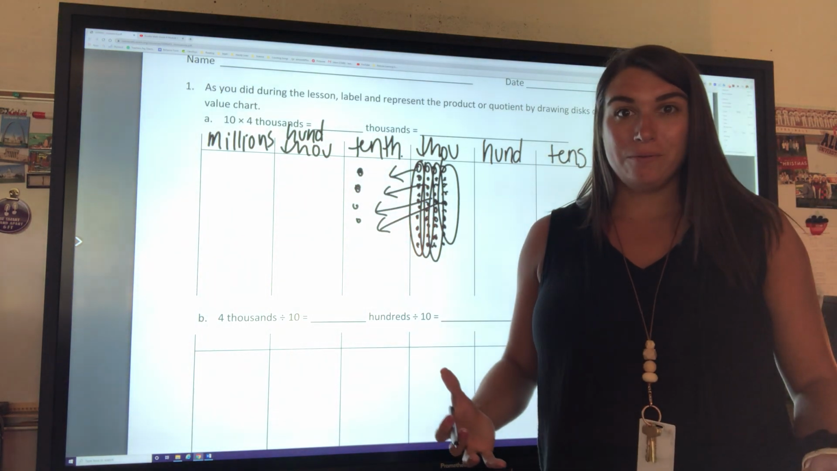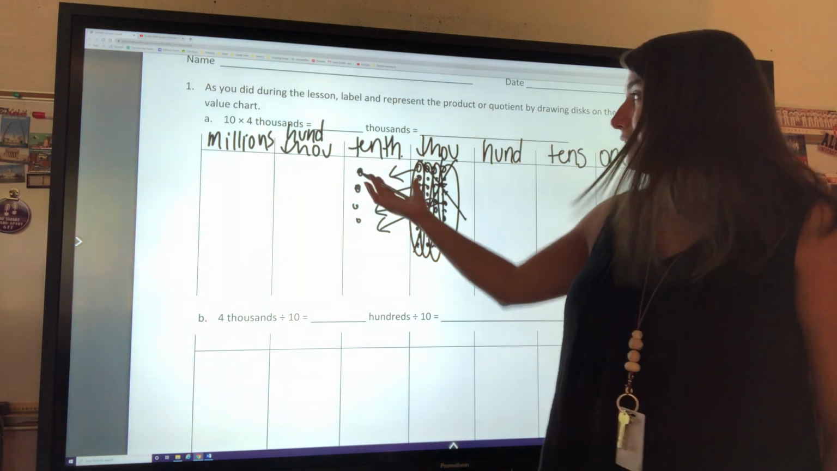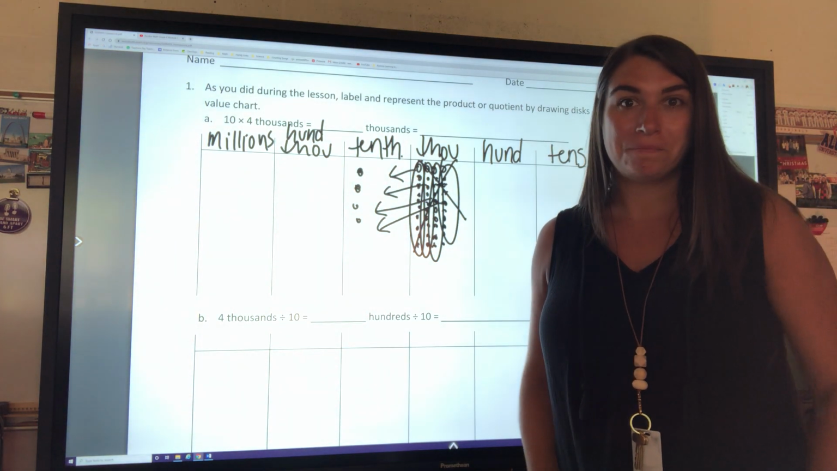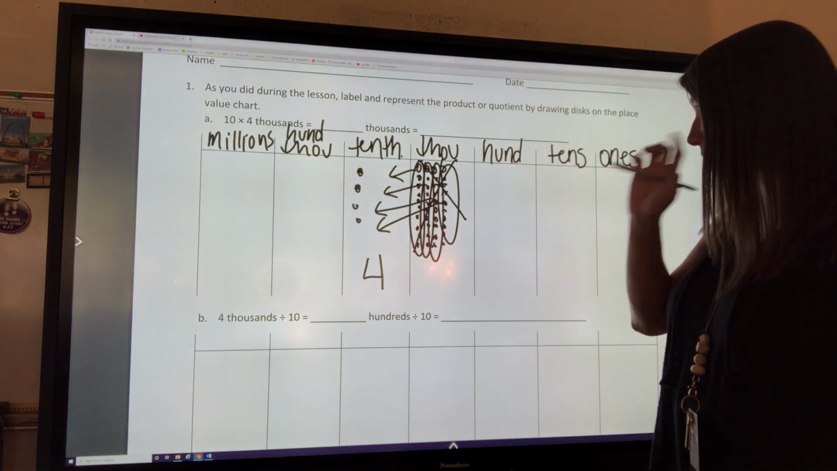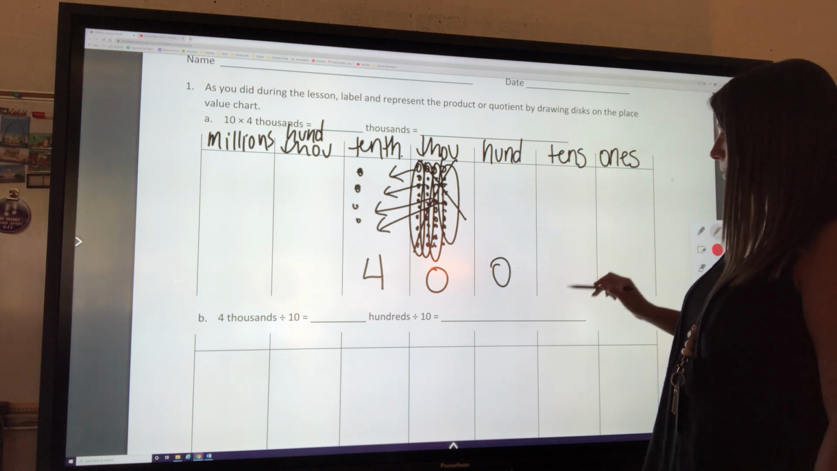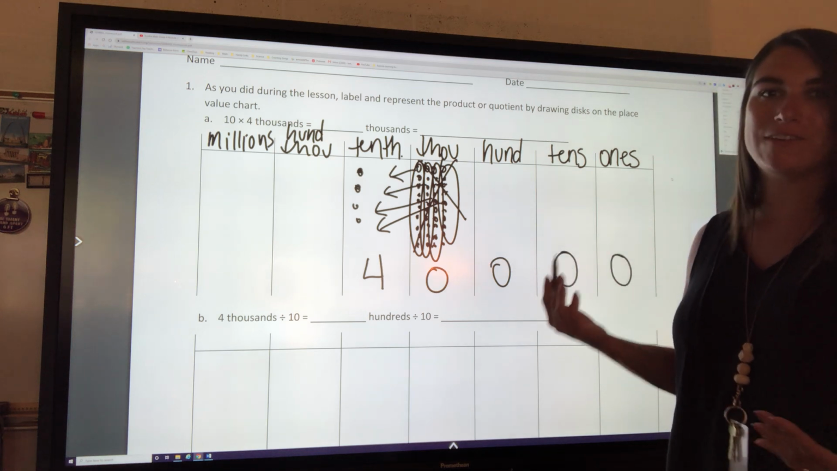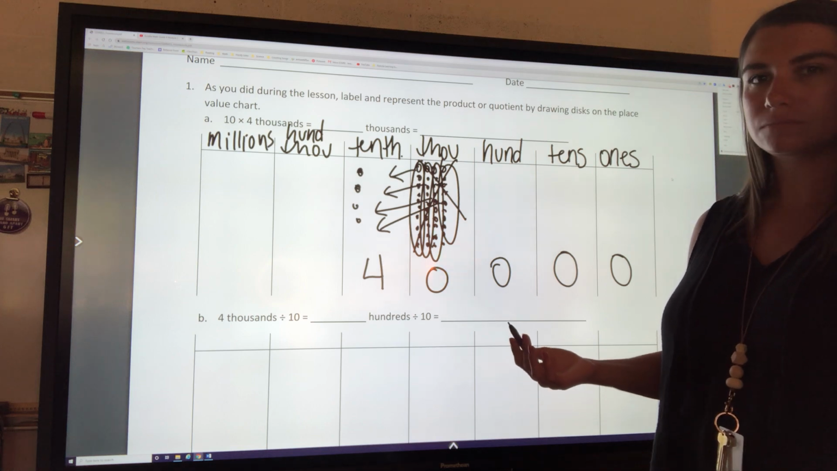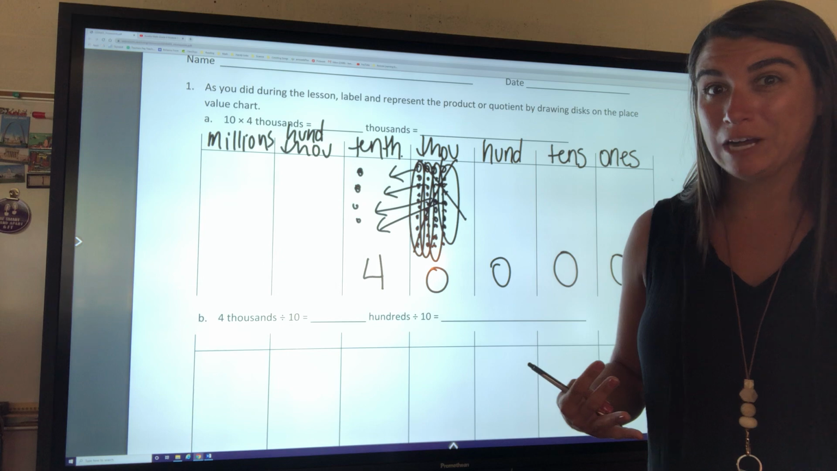Now I don't have any left in my thousands place, but how many 10,000s do I have? 4, right? So I'm gonna write a 4 down here. And then I'm gonna write a 0 for my thousands place, a 0 for my hundreds place, a 0 for my tens place, and a 0 for my ones place, because I don't have anything in those spots. So now I wanna put a comma too, because I didn't do commas yesterday, I forgot.